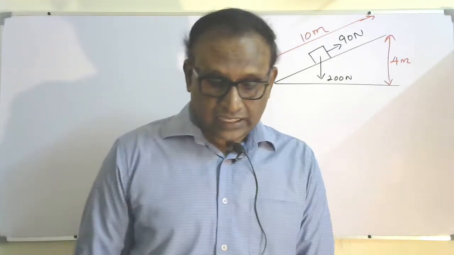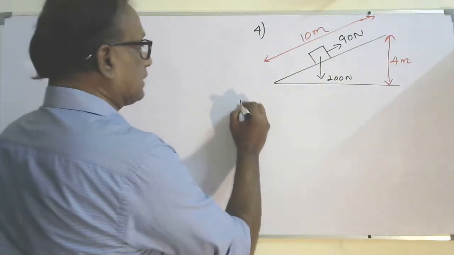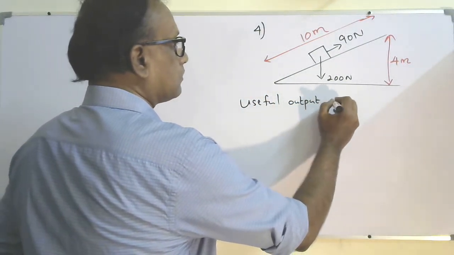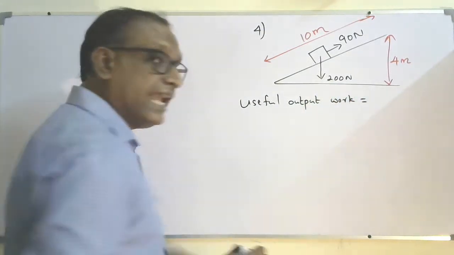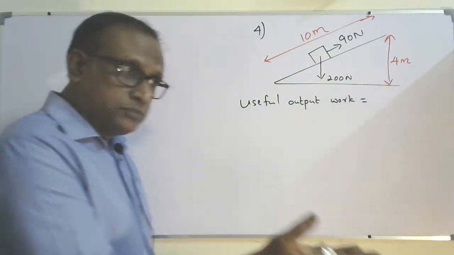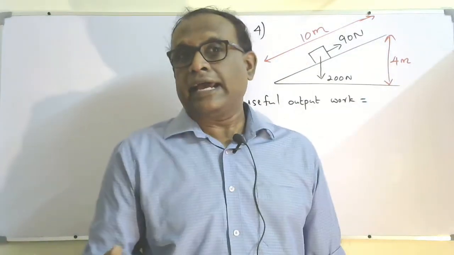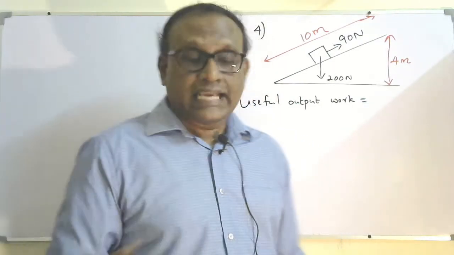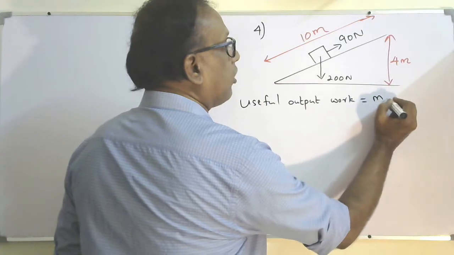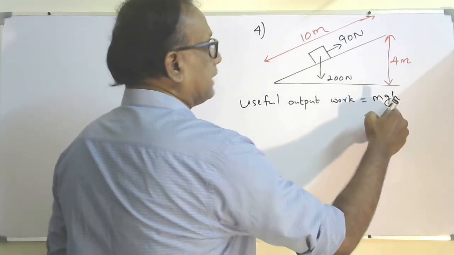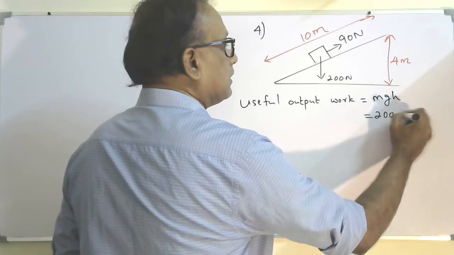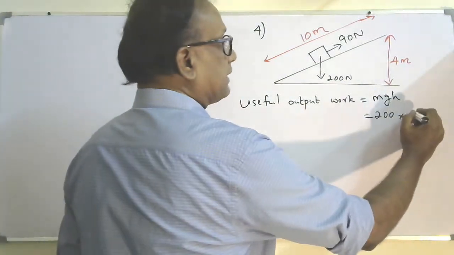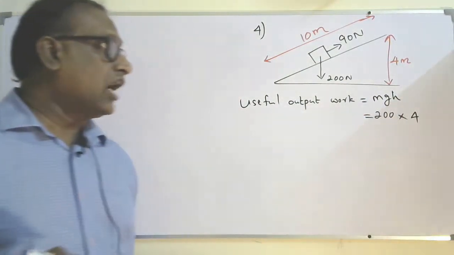So we can say the useful output work means that is the gain in gravitational potential energy. So when the object moves up, the purpose of the ramp is to raise the object through a vertical height of 4 meters. So there it's gaining a gravitational potential energy of mgh. So mg is 200. That's the weight of the object. Into height is 4 meters. That's the useful output work.